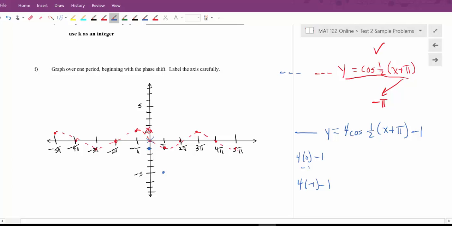This point has a y value of 0, so it's going to be the same as the previous point. This has a y value of 1, so you're going to go 4 times 1 minus 1, which is 3. So that point moves from 1 up to 3, like this. And basically you've gone through, and you can continue to cycle through as many of these points as you want to. Then this point right here would move down to -5 and so forth like that.